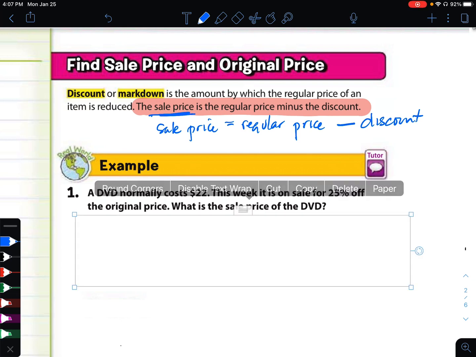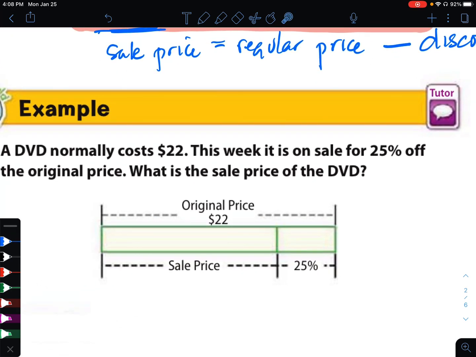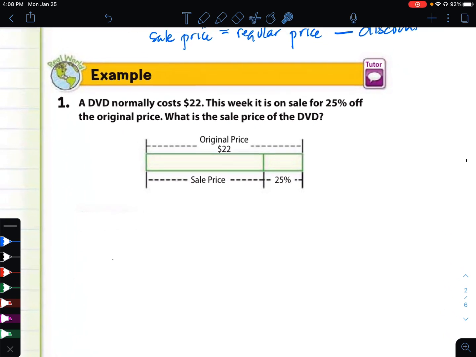First things first, let's take a look at a little visual of how discount looks. You have that bar, and this is the entire price. The original price is $22. We don't know what the sale price is, but we know that it's 25% off. So you're basically just looking for the price of this particular bar minus this bar. How do we go about doing that?